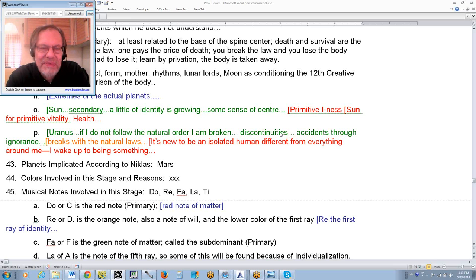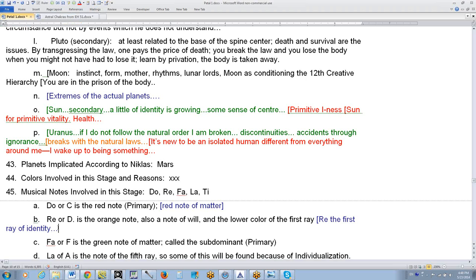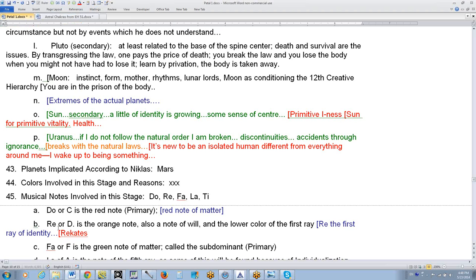The notes involved, it's interesting: do, or si, it's the red note, it's primary, it's the red note of matter. Re, do, re, mi, it's D, it's the orange note, and also a note of the will. It's the lower note of the first ray, and it relates to the new identity as a human being, and also relates to the sun and its life and vitality.